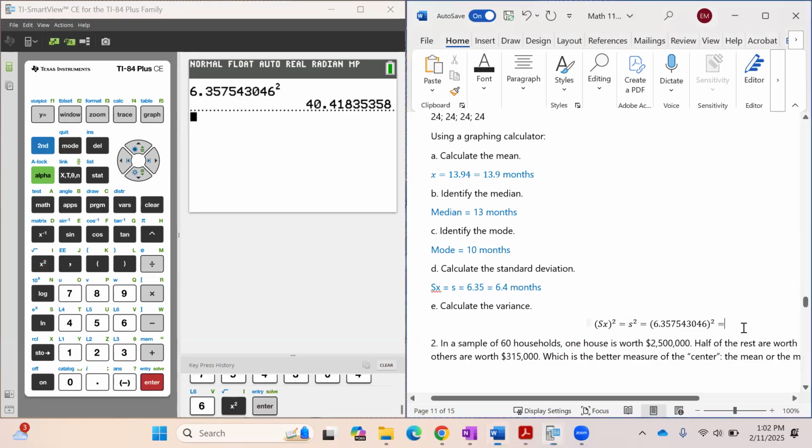So what we get here is 40.41. Remember, it's one decimal place. And what this rounds to is just 40.4, because that one's not doing anything to that 4. And that is how you would get the variance.